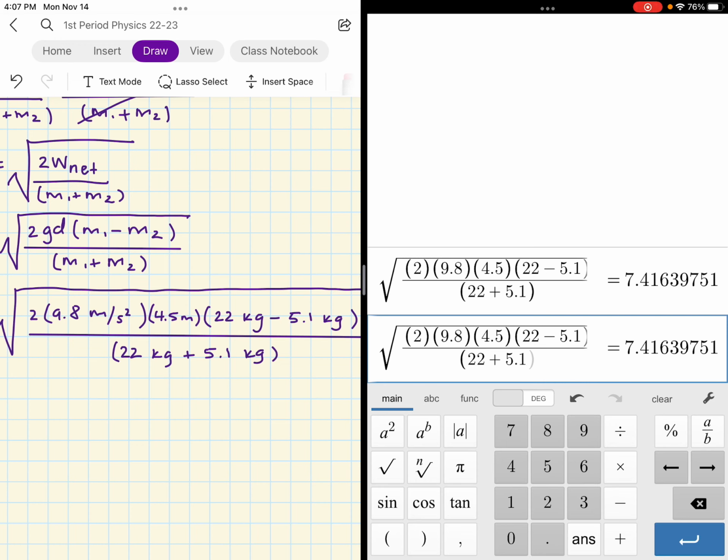One thing I should point out, make sure this division, the denominator, is inside the square root, right? Sometimes, for some reason, you guys leave whatever's here outside of the radical. You don't want to do that, okay? So 7.42, I'm going to round to 2 decimals. That is the final velocity of the system. We used 2 different methods. This one is with energy conservation, and this one is with work. Whichever you like best, use it. That's it.